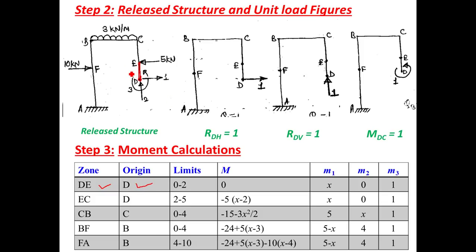Okay, so D to E, this dimension is given in the problem as 2 meter, and E to C is given as 3 meter. So limits of the first zone D to E are 0 to 2. Similarly, the second zone is E to C. For the second zone, E to C, the origin is always taken as D. For these two zones the origin is the same, D. Now limits from E to C mean x equal to 2 to x equal to 3. So limits are, sorry, x equal to 2 to x equal to 5. So limits are 2 to 5.